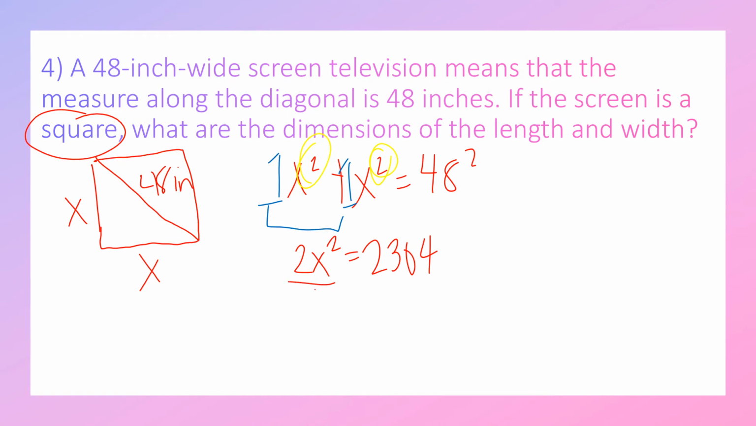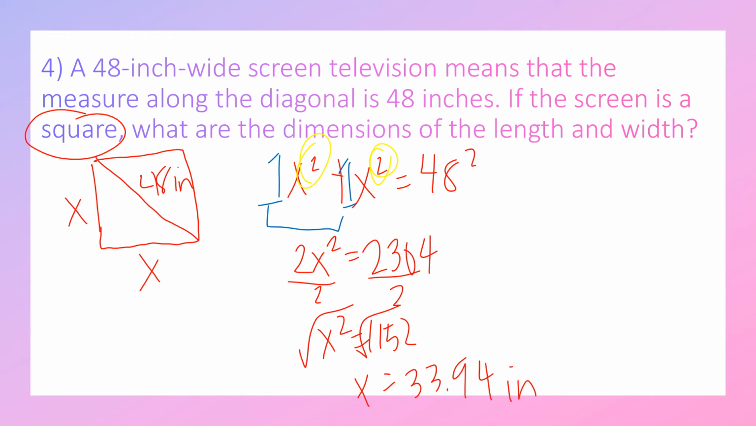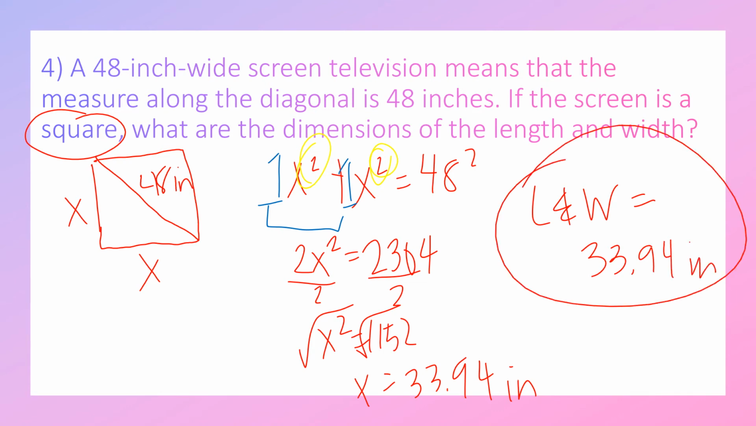First I'm going to divide by 2, and I get x squared equals 1,152. And then I'm going to take the square root of both sides, and I get x equals 33.94. So the length and the width are 33.94 inches. Make sure you put a unit there.